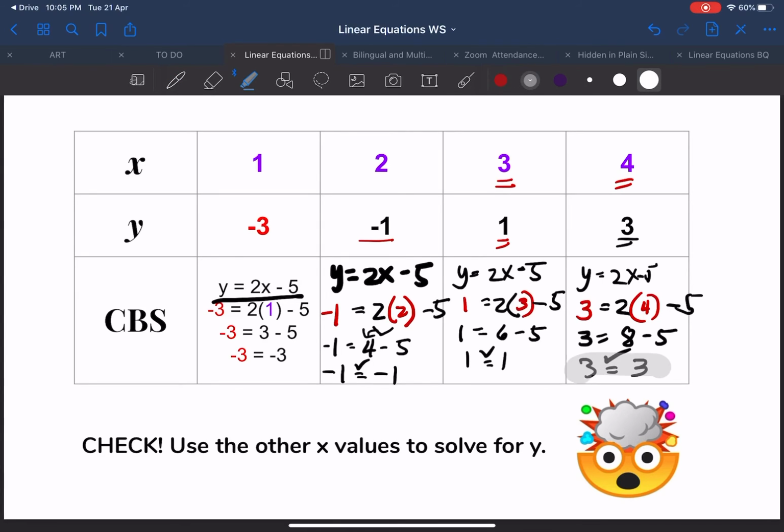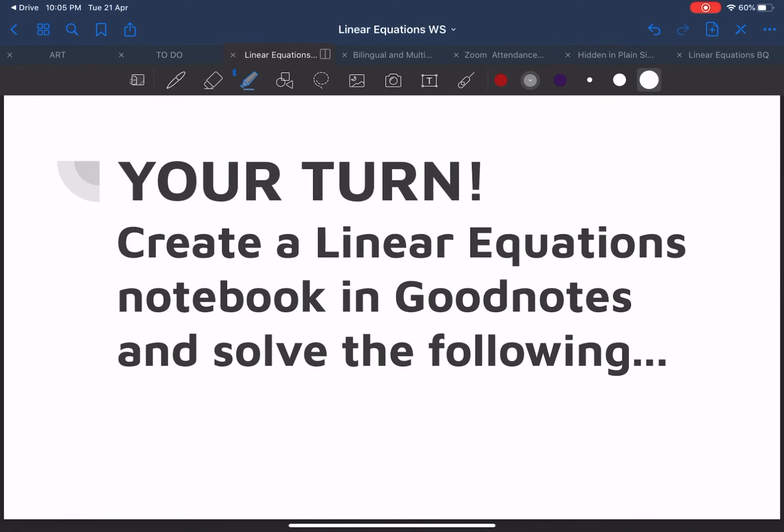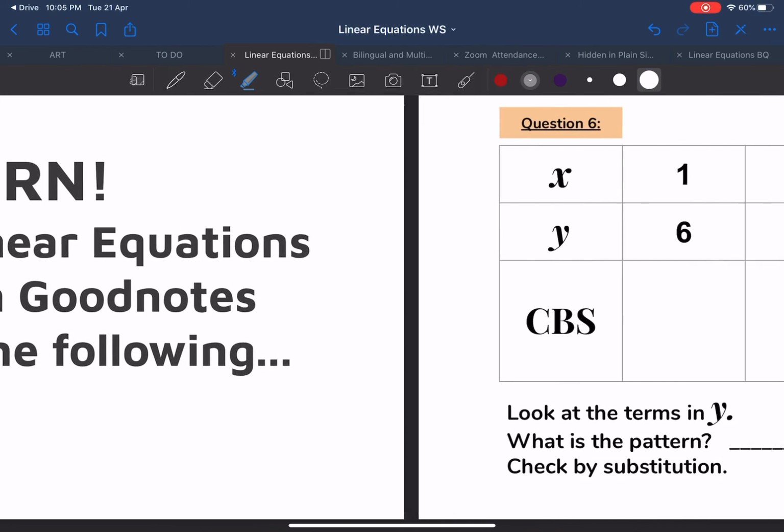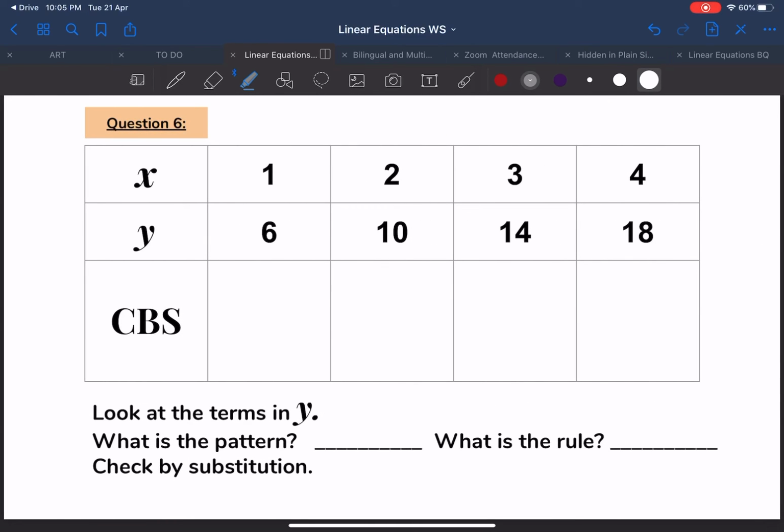Now, if you look at the answer, the left side is equal to the right side. It's checked by substitution. So your turn. Download part 3 and make sure that you put it after part 2 in your linear equations notebook, in good notes. So it's the same thing. Let me get you started with this one.